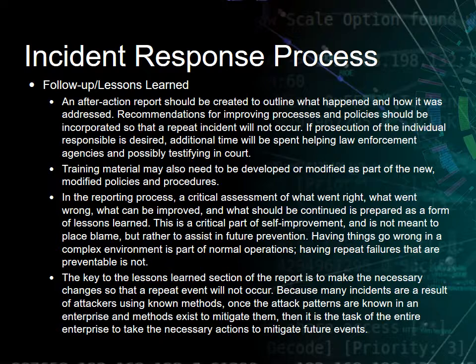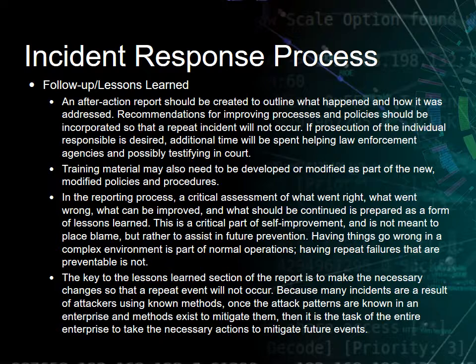Training material may also need to be developed or modified as part of the new modified policies and procedures that are documented or determined through the incident response. In the reporting process, a critical assessment of what went right, what went wrong, what could be improved, and what should be continued is prepared as a form of lessons learned. This is a critical part of self-improvement. It is not meant to place blame, but rather to assist in future prevention.